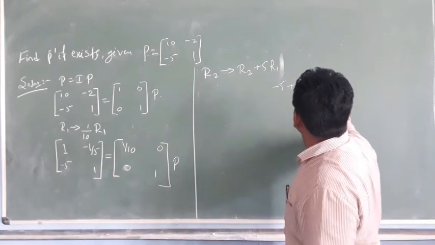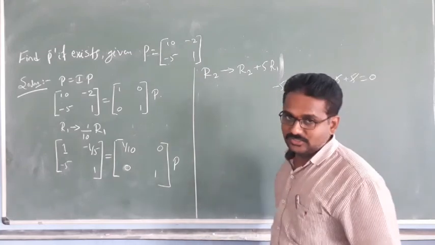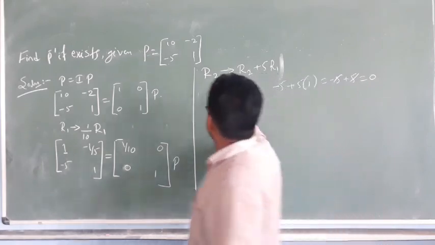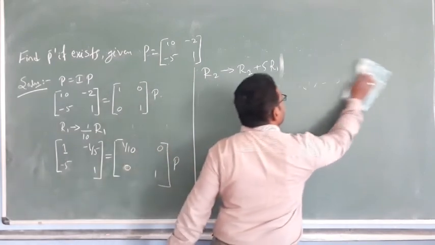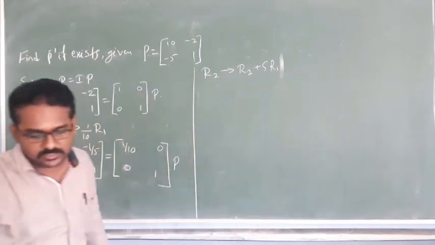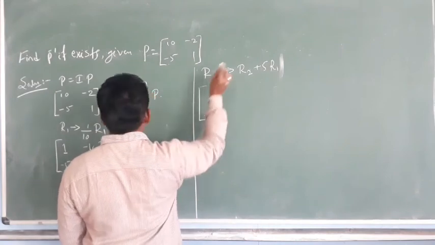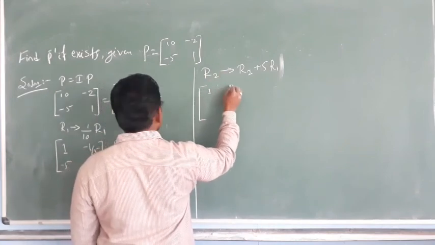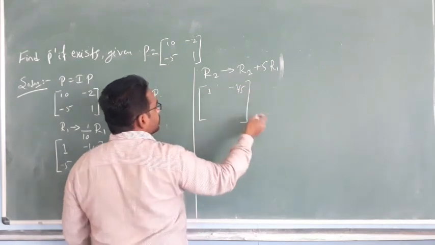R2 is minus 5. So plus 5 into what is the R1? R1 value, first value, is 1. So minus 5 plus 5 gets cancelled, you get the 0. For that purpose, I took R2 changes to R2 plus 5R1. R2 changes to R2 plus 5R1. So see the value, the first element as it is 1, minus 1 by 5. So what will be the answer here, students?